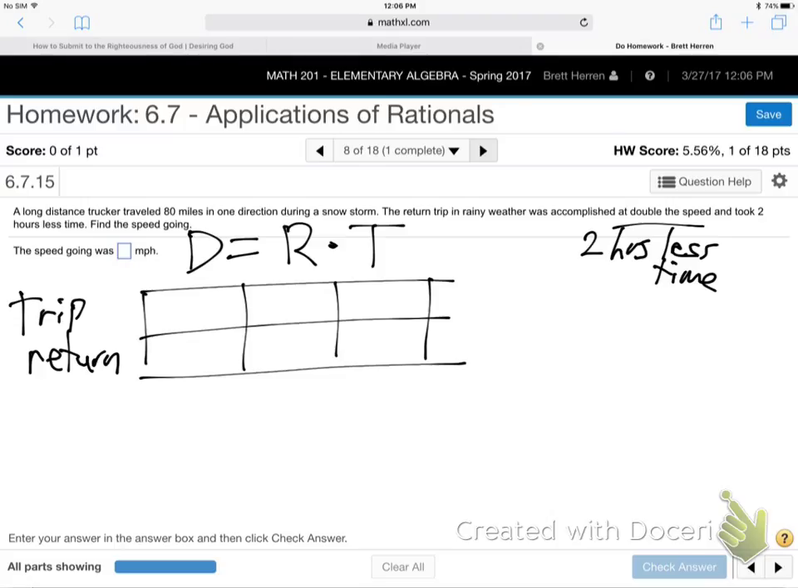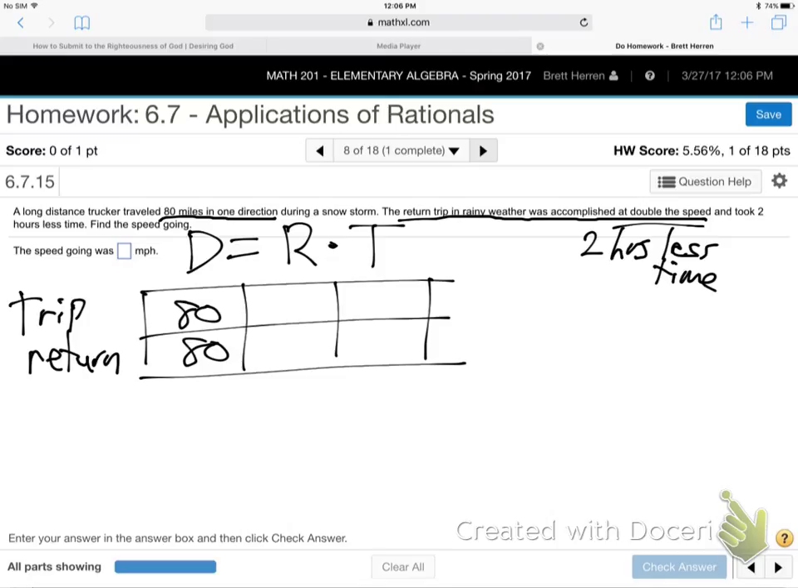The long distance, 80 miles in one direction. 80 miles. Same on both. Yeah, I know. The distance doesn't change, does it? Good. I'm glad you're thinking reasonable. It's always good to keep it 1 foot in reasonable reality. Yeah, it's 80 miles each way, huh? Yeah, good. Okay. The return trip, double speed. Can you get that?